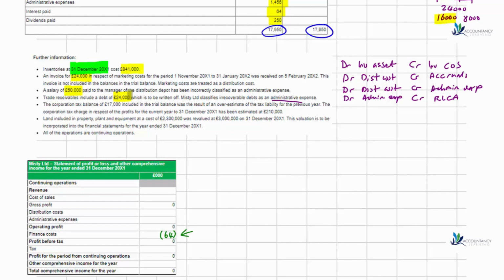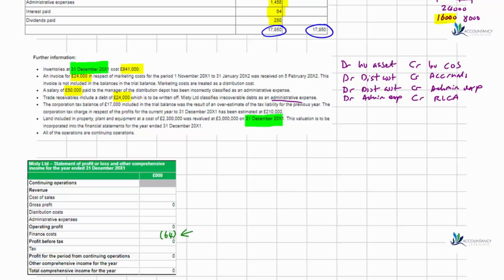So land included in property, plant and equipment at a cost of 2,300,000 was revalued to 3 million at the 31st of December 20x1. Notice the date there is important. They're revaluing it at the end of the year. If they revalued at the beginning of the year, then we might need to do some depreciation for it. But in this case, we don't need to do any depreciation because it's land, and land doesn't need to be depreciated, and also because they revalued at the end of the year. It tells us this valuation is to be incorporated in the financial statements.